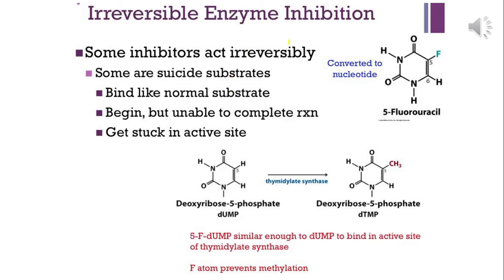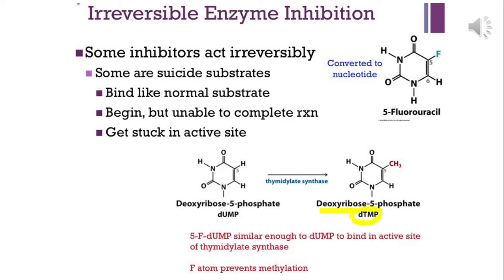Here is the case of irreversible enzyme inhibition. In this slide, the enzyme given is thymidylate synthase. You can see the enzyme written in the slide. What the enzyme is doing? Deoxyuridine monophosphate, dUMP, is transformed into dTMP, thymidine monophosphate. How? Look at the carbon number 5 in the substrate.